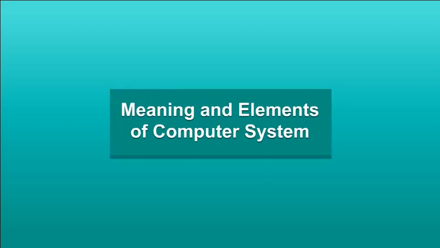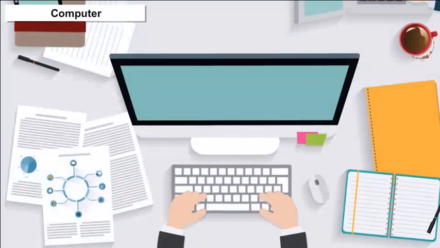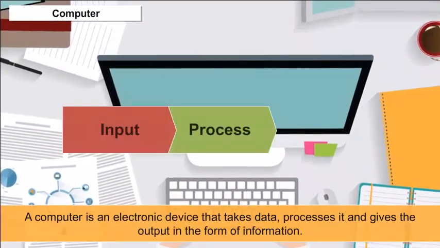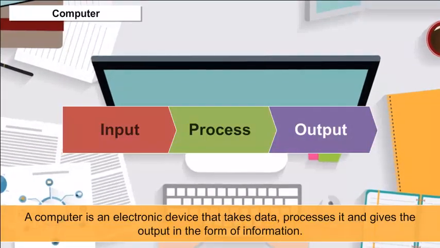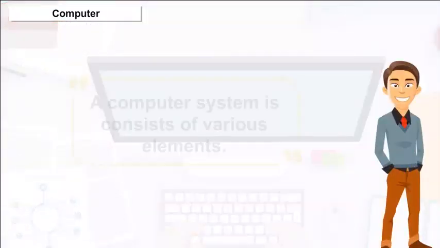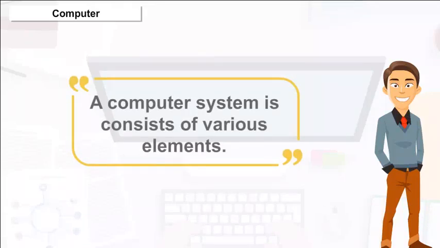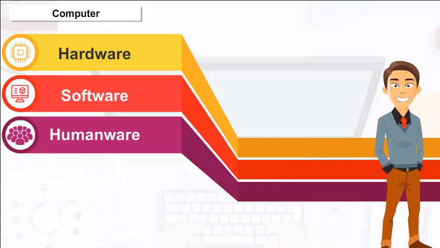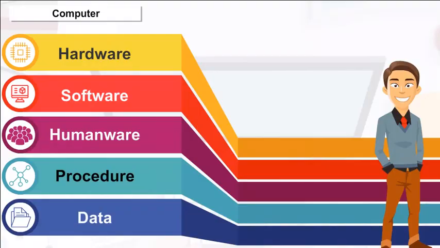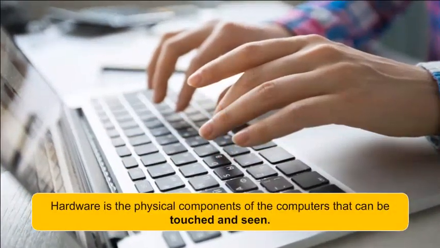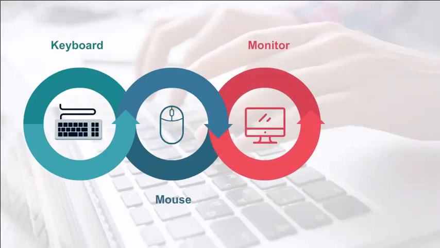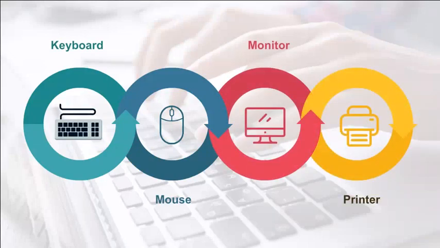Meaning and elements of computer system. Computer. A computer is an electronic device that takes data, processes it, and gives the output in the form of information. A computer system consists of various elements: hardware, software, humanware, procedure, data. Hardware is the physical component of the computers that can be touched and seen. For example, keyboard, mouse, monitor, printer, etc.